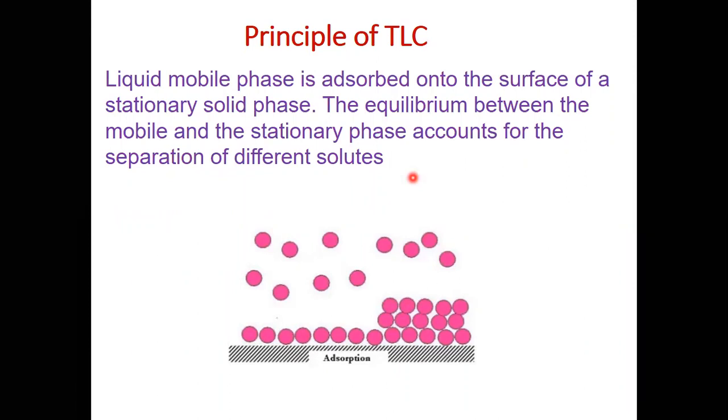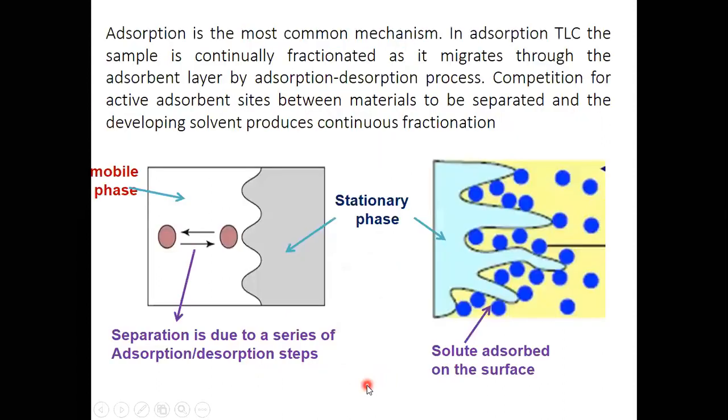Now we discuss the principle of thin layer chromatography. In thin layer chromatography, the liquid mobile phase is adsorbed on the solid stationary phase. In every type of chromatography, the necessary condition is to attain equilibrium between the stationary and mobile phase. So, the equilibrium between the stationary phase and the mobile phase is responsible for the separation of the different solutes. Here you can see the mobile phase molecules which are adsorbed on the stationary phase.